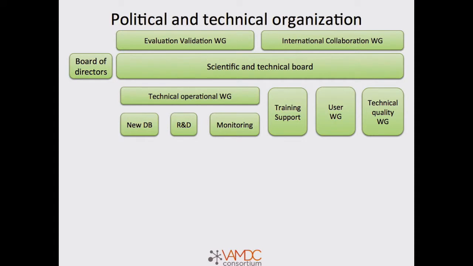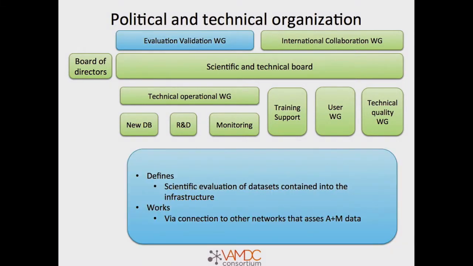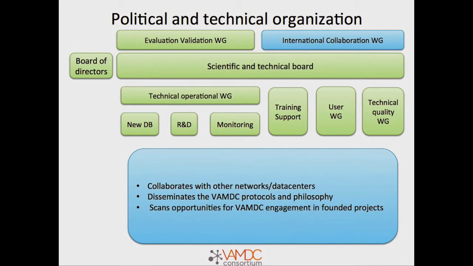Up till now, we have presented only the technical working groups attached to the scientific and technical board, but we also have two scientific working groups, the evaluation and validation working group and the international collaboration working group. The evaluation and validation working group defines the scientific evaluation of datasets contained in the infrastructure. It works via connection to other networks that assess atomic and molecular data. The International Collaboration Working Group collaborates with other networks and data centers. It disseminates the VAMDC protocols and philosophy and scans opportunities for VAMDC engagement in funded projects.